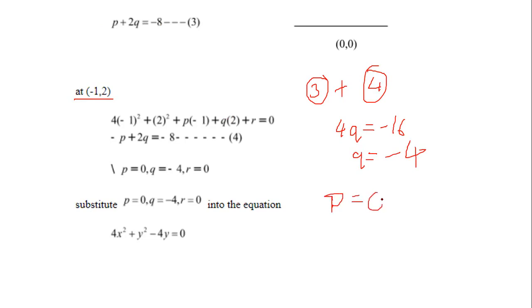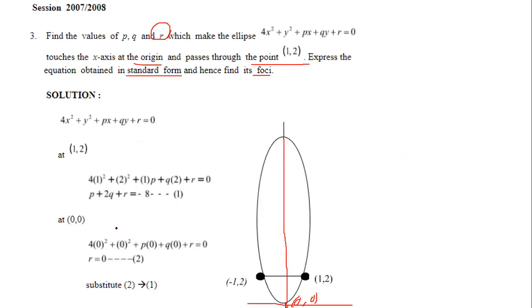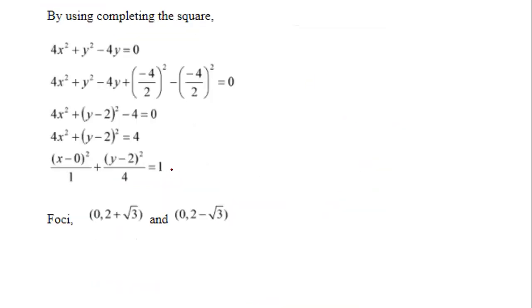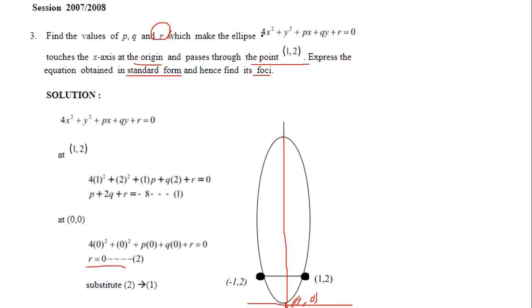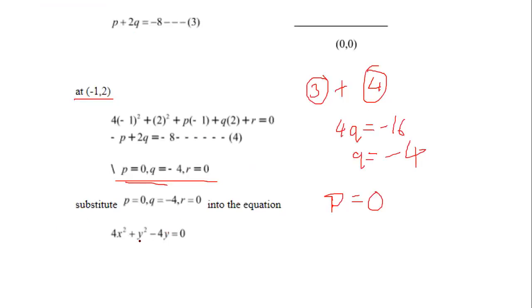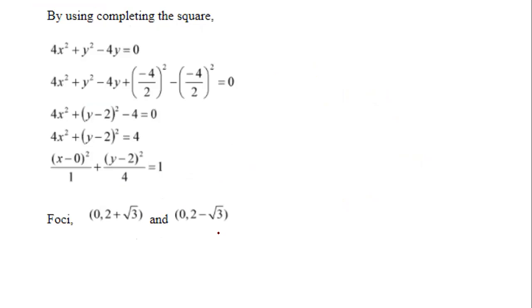Okay, so here is the final answer. The R we found before, at the second equation, so we don't need to find it again, just write it. Then we substitute P, Q and R into the original equation given by the question. So we'll get 4x squared plus y squared minus 4y equals to 0. Okay.